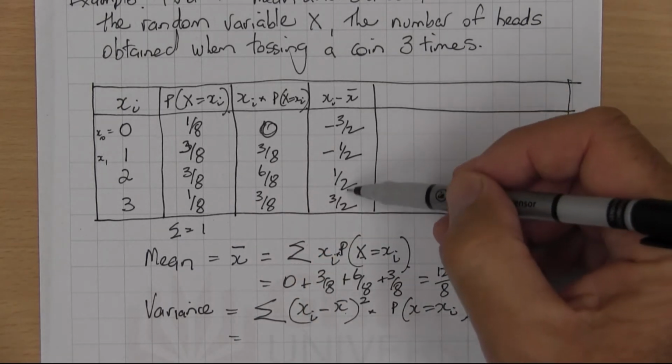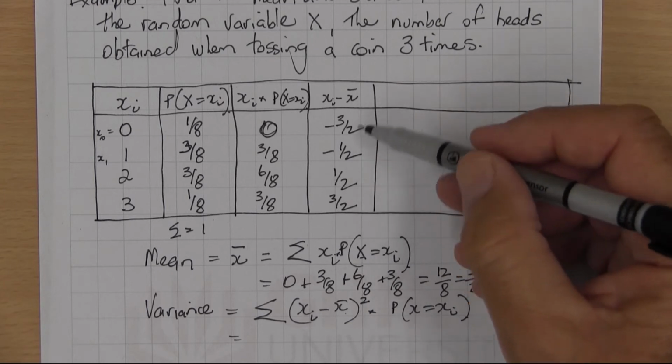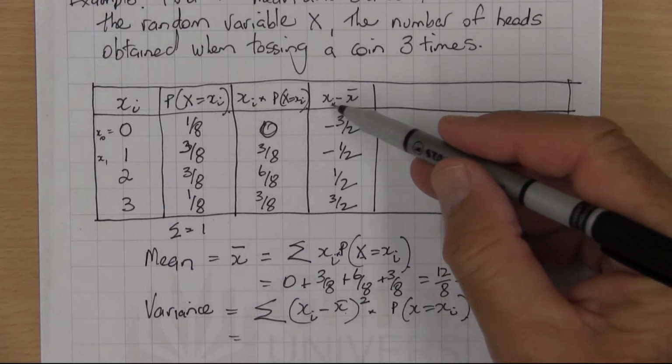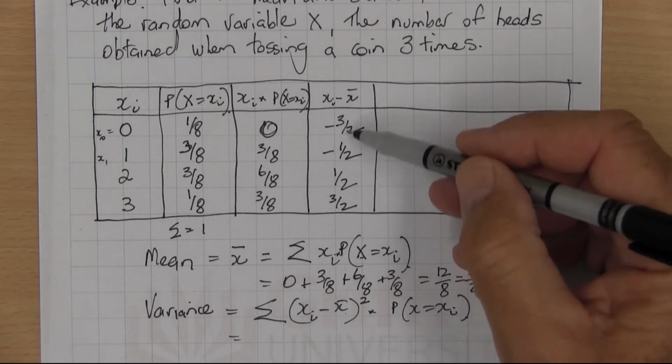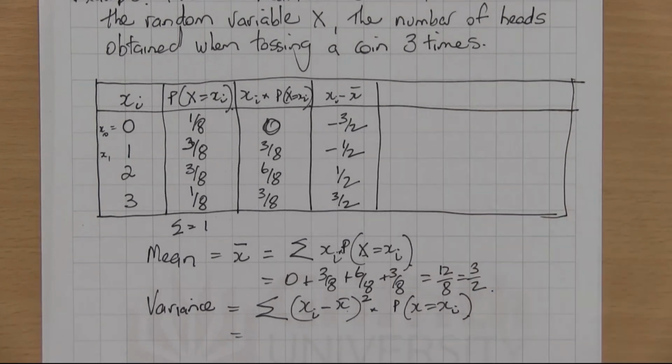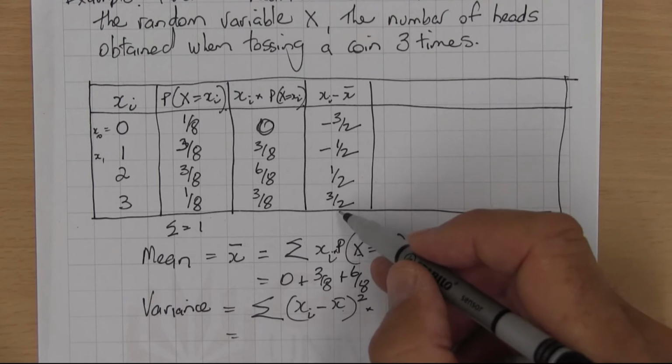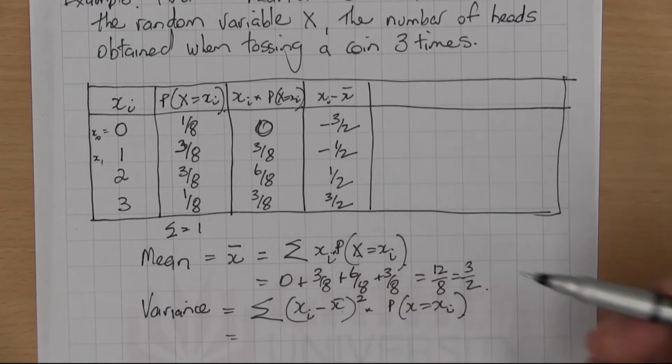Once again, this should always add up to 0. If x bar is in the middle, when you take it away, you should get 0. That's the meaning of x bar, the fact that it is in the middle. So the summation of this should be equal to 0 always.